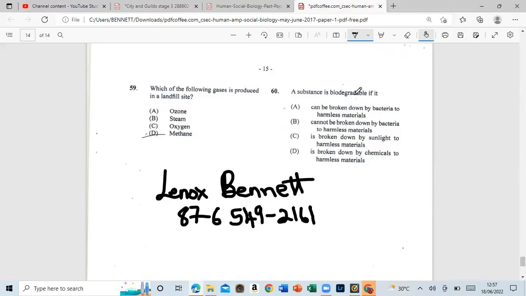Number 60. A substance is biodegradable if it A. can be broken down by bacteria to harmless materials, B. cannot be broken down by bacteria into harmless materials, C. is broken down by sunlight into harmless materials, or D. is broken down by chemicals to harmless materials. And that would be A. It's biodegradable if it can be broken down by bacteria to harmless materials.